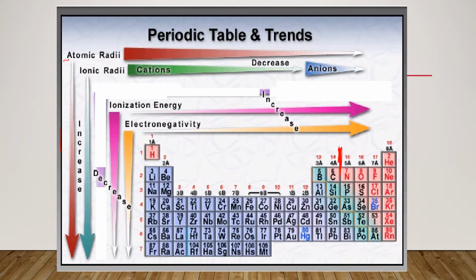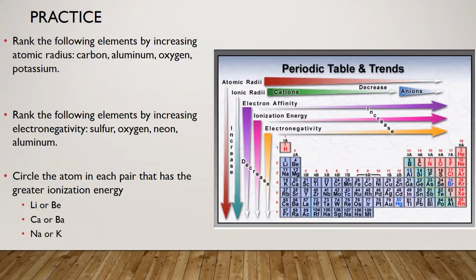Okay, so those are our four trends. Now let's talk about them. Okay, so let's practice this now. We have carbon. We're talking about increasing atomic radius, so we have to start with the smallest guy. So we have carbon, we have oxygen, we have aluminum, and we have potassium.